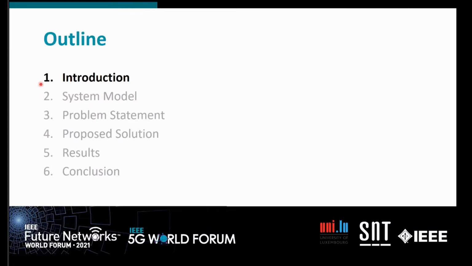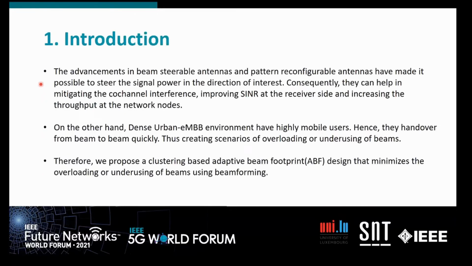To begin with, introduction. The advancements in beam steerable antennas and pattern reconfigurable antennas have made it possible to steer the signal power in the direction of interest. Consequently, they can help in mitigating the co-channel interference, improving SINR at the receiver side, and increasing the throughput at network nodes. On the other hand, dense urban eMBB environments have highly mobile users.